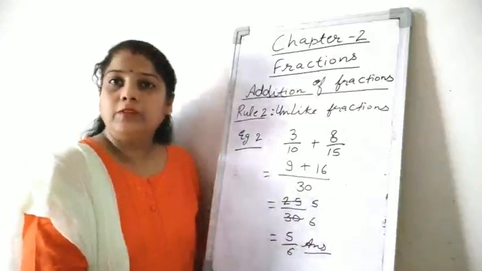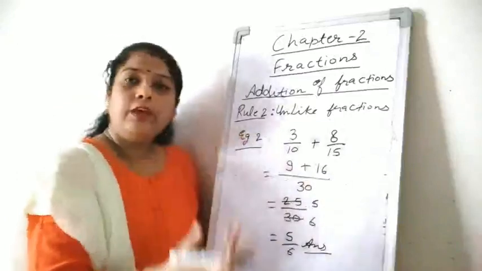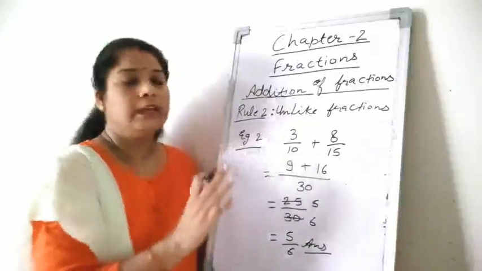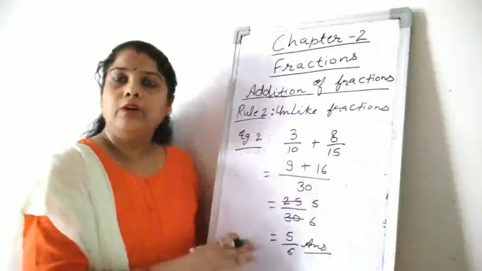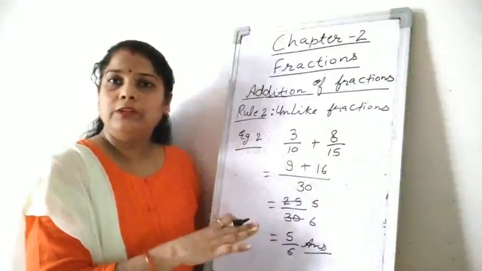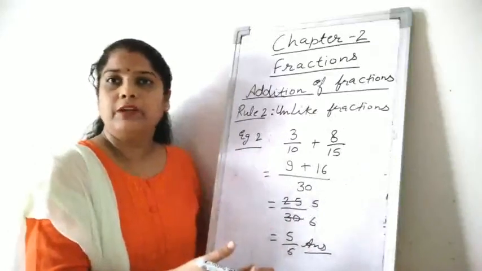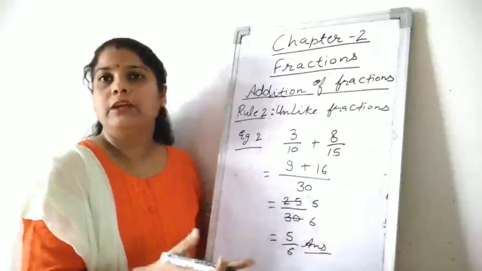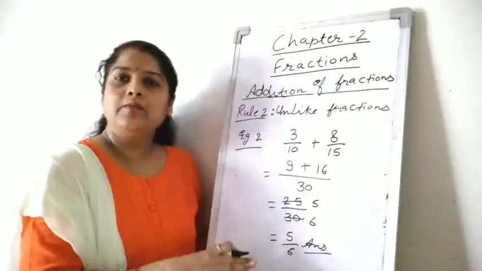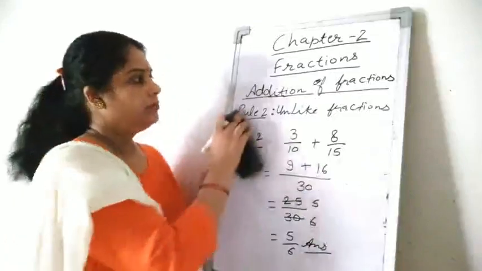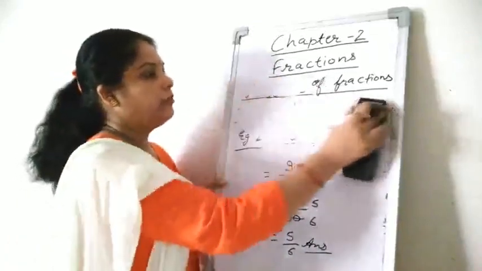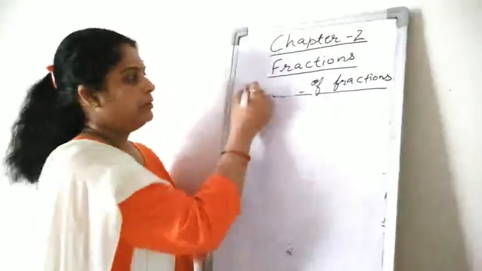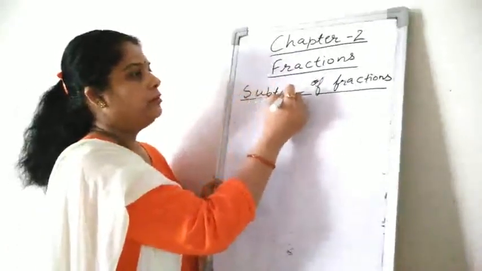Now for the subtraction of fractions, again we have two rules, one for like fractions and one for unlike fractions, same as the addition. For like fractions, the denominator remains the same and the numerators are subtracted. And for unlike fractions, just change them into like fractions by taking the LCM and then subtract the numerators. Now we are doing some sums of subtraction of fractions.